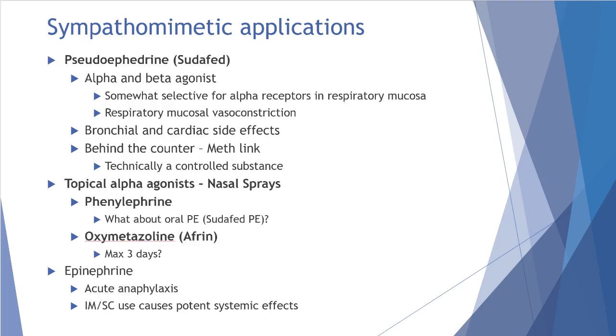Pseudoephedrine, so these are sympathomimetic applications. Sudafed, or pseudoephedrine, is an alpha and beta agonist. It's somewhat selective for alpha receptors in the respiratory mucosa, but you will get bronchial and cardiac side effects. People will usually feel jittery. Some people report anxiety when they take Sudafed as well, feeling a little on edge. That's really common. It will make people tachycardic generally as well.